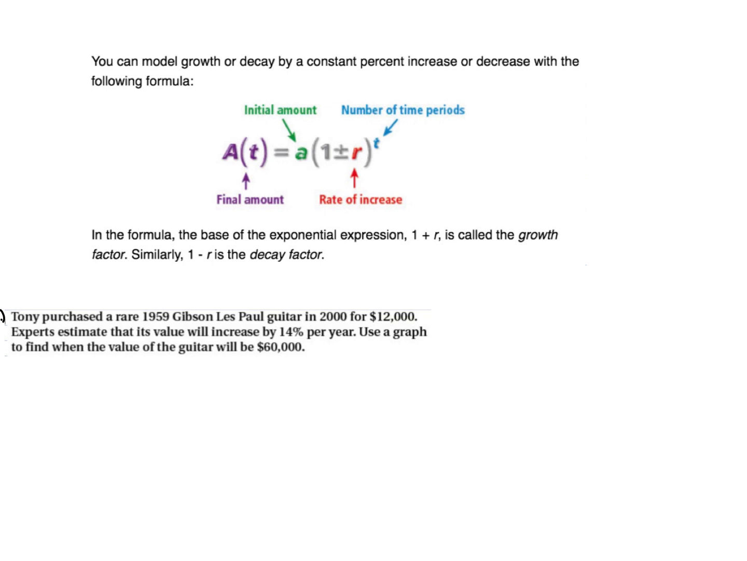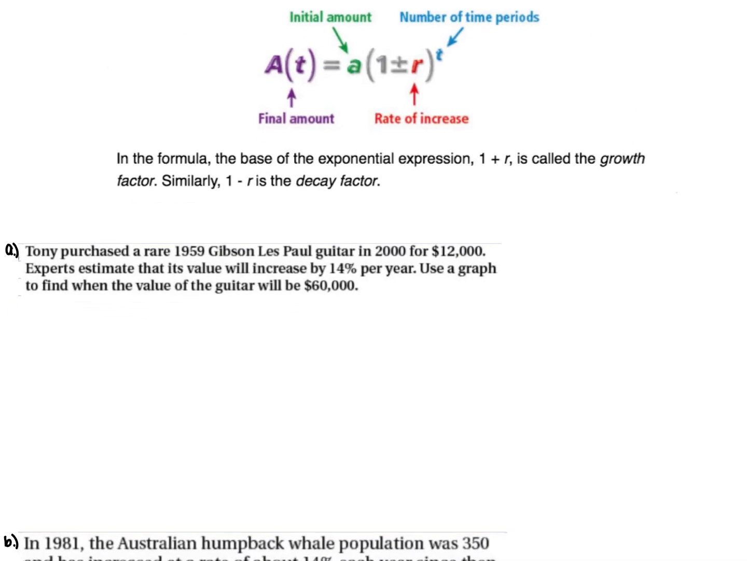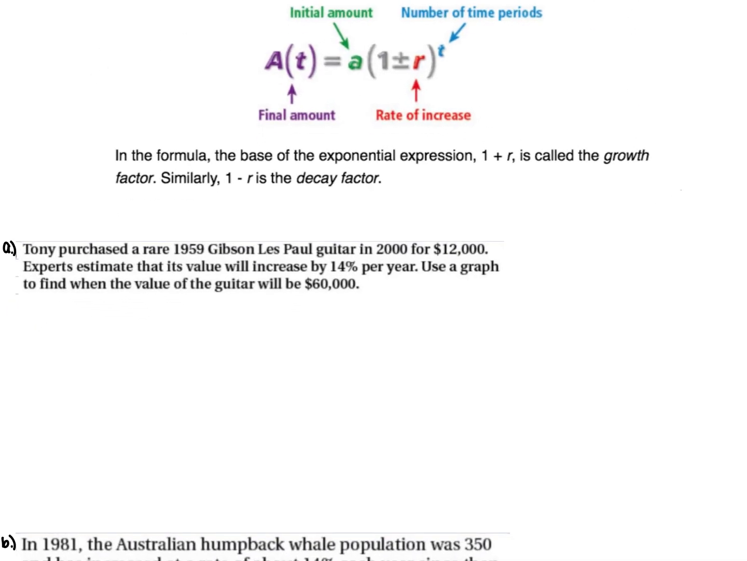So for the first example that we have, it tells us that Tony purchased a rare 1959 Gibson Les Paul guitar in 2000 for $12,000. That's your initial amount. That's A. It tells you that experts estimate that its value will increase, so it's going up. We'll use the plus sign in the plus or minus by 14% each year. That means your rate is 0.14.